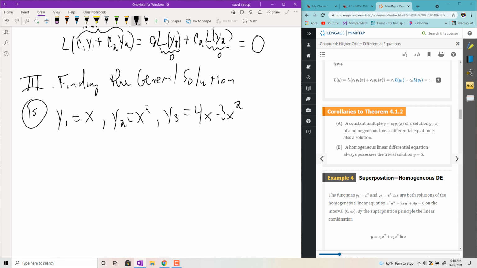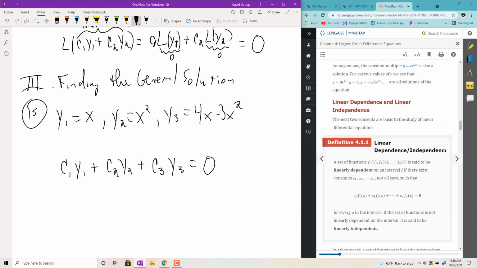And the way you can do that is if you can find constants C1, C2, C3, such that when I multiply these solutions by these constants, I end up with a 0. And you have to assume that these constants are not all 0. So this is from definition 4.1.1 now. We're talking about these ideas of linear dependence and independence.